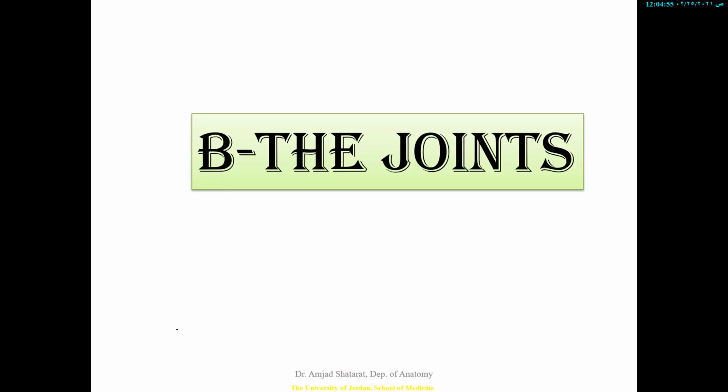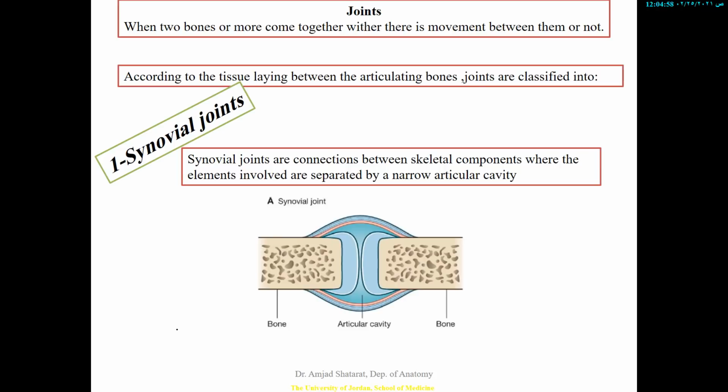Now let's talk about joints. The definition of joints is very simple. It is when two bones or more come together, whether there is movement between them or not. At least we need to have two bones, for example, the glenoid cavity and the head of humerus. These are two bones. Also, we can have three bones, such as the humerus, ulna, and radius, as they are coming together to form the elbow joint.